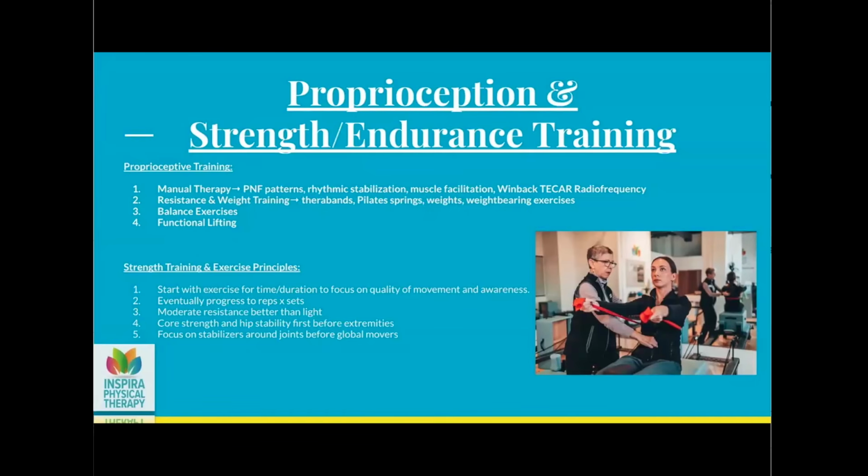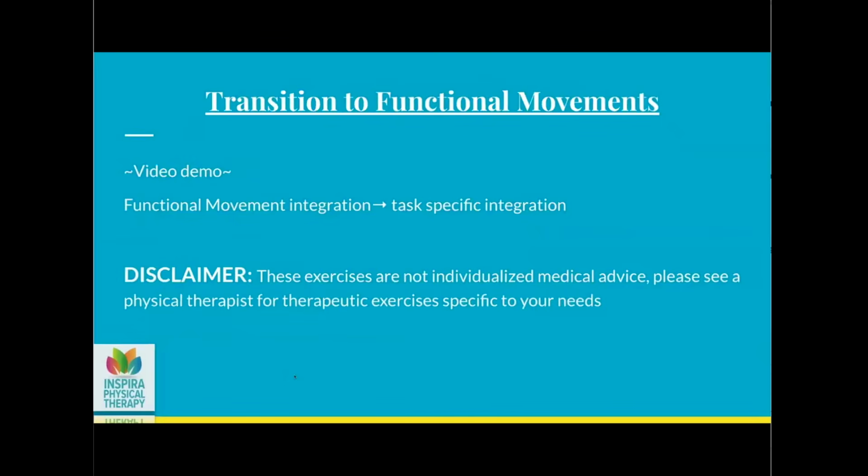That is one of the aspects of Muldowney method that I still pull from a lot, is doing exercise for time. This allows them to focus on quality movement and body awareness. Eventually, once they have progressed to a certain point of time, then we would move to reps and sets. I always recommend using moderate resistance versus light and focusing first on core strength and hip stability before extremities. It's good to focus on the stabilizers around the joints before the global mover muscles.